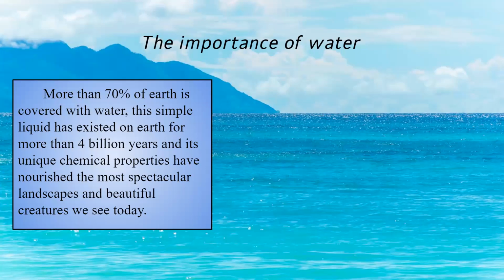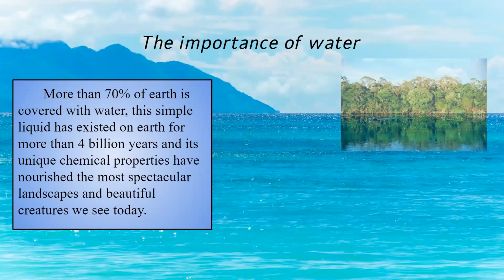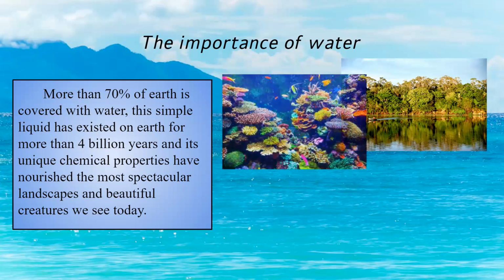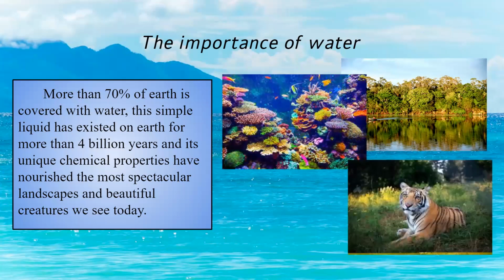First, I want to introduce some background information about the importance of water. More than 70% of Earth is covered with water. This simple liquid has existed on Earth for more than 4 billion years, and its unique chemical properties have nourished the most spectacular landscapes on Earth. Places such as the Amazon forest in Brazil, the coral reef in Australia, and beautiful creatures such as tigers and elephants.